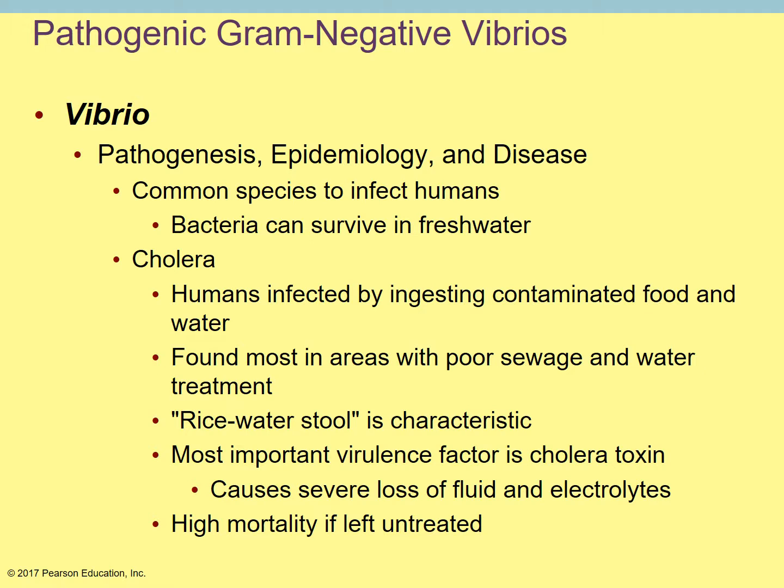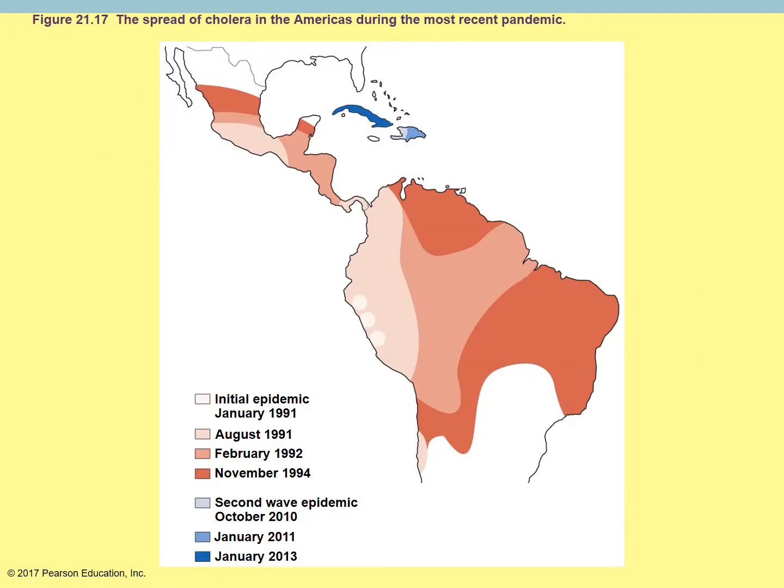You need to replace those fluids so the patient does not become dehydrated, but always remember it's not just the water. You have to replace the electrolytes. The idea is replenish water and electrolytes as fast as the patient is losing. This graph or table shows areas where there have been outbreaks, epidemics of this over the years.